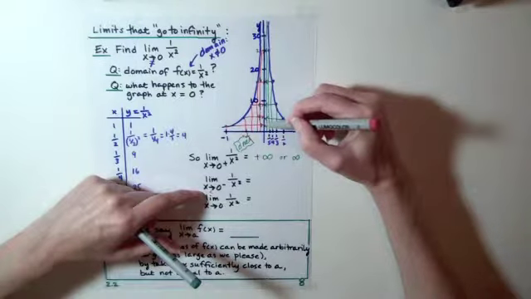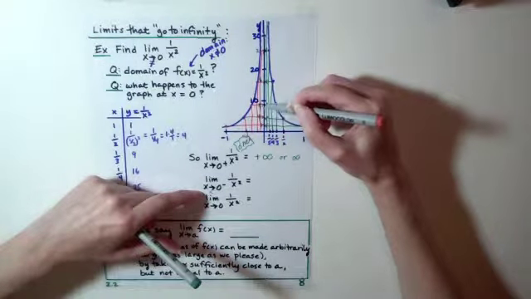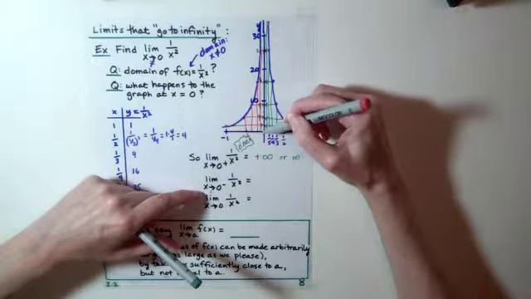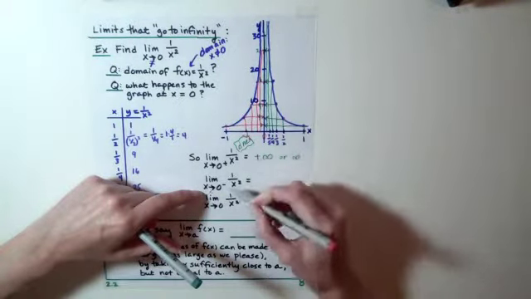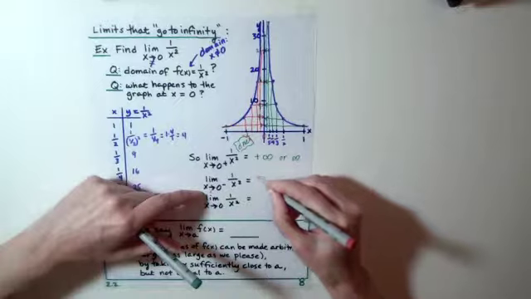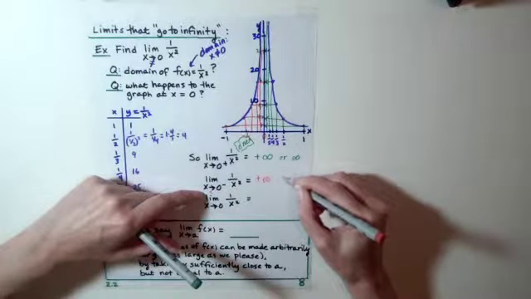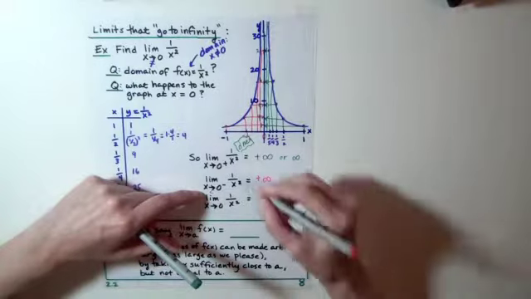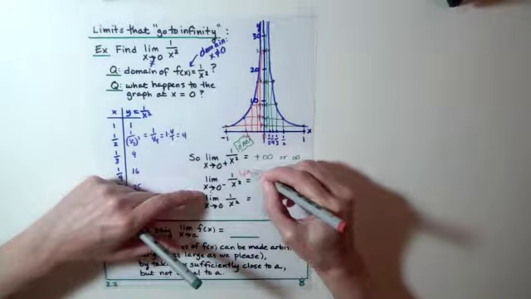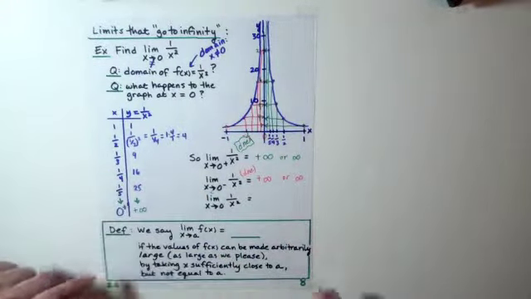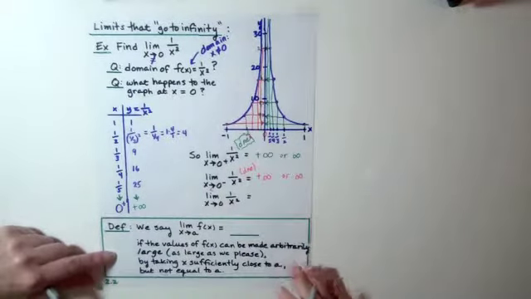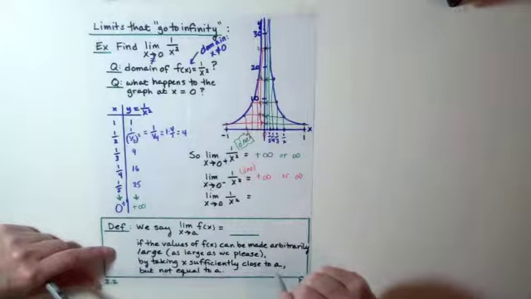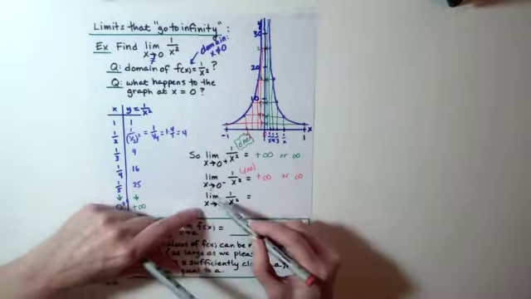But how do we write that? Well, it appears that the output values are getting larger and larger and larger the closer I get to 0 from the left-hand side. So we could go ahead and say again that the limit is positive infinity, or simply infinity, and that's a particular way of saying that the limit does not exist. It's saying how the limit doesn't exist or why it doesn't exist, and it's because the outputs are just getting larger and larger.